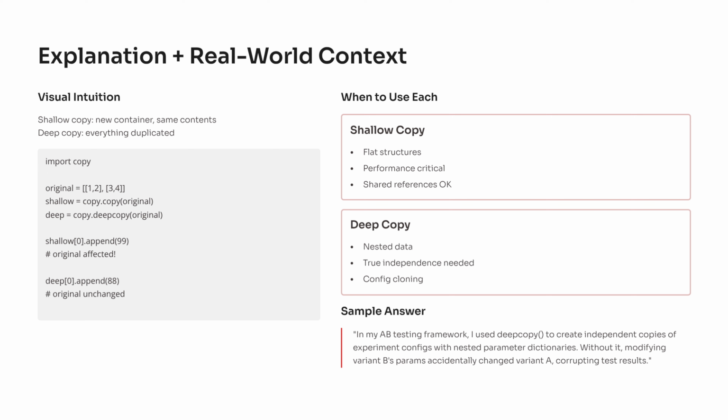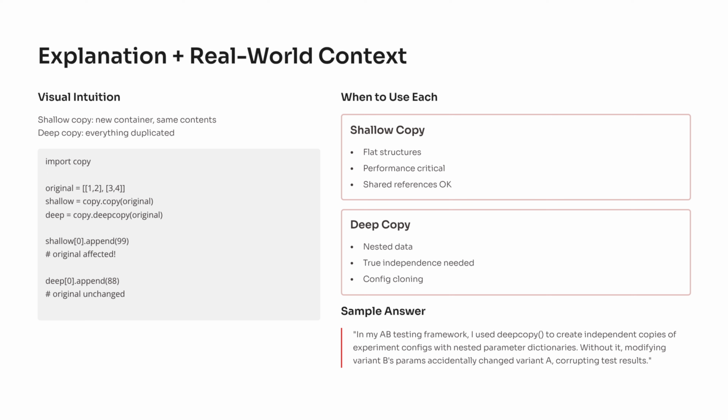Let's see how this matters in real life. In one of my A/B testing projects, we had a configuration dictionary for each experiment variant, A and B. Each config had nested parameters for model settings and data filters. At first, we made a shallow copy of variant A's config to create variant B. But when we tweaked one nested value for variant B, it also changed inside variant A, because both shared the same inner reference. That bug silently broke our test results.